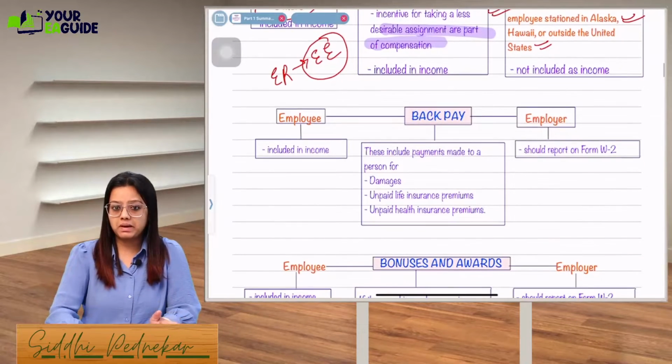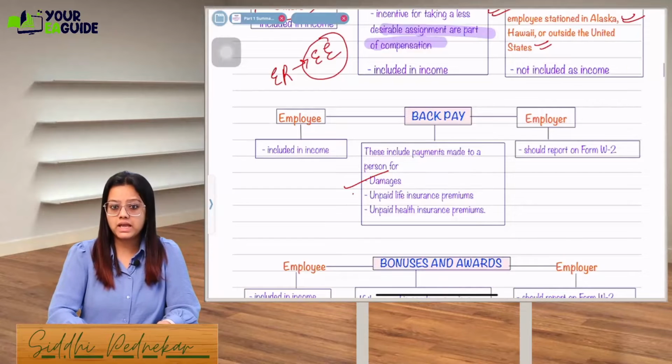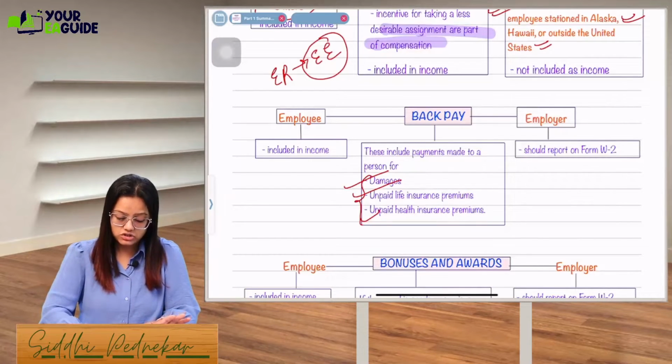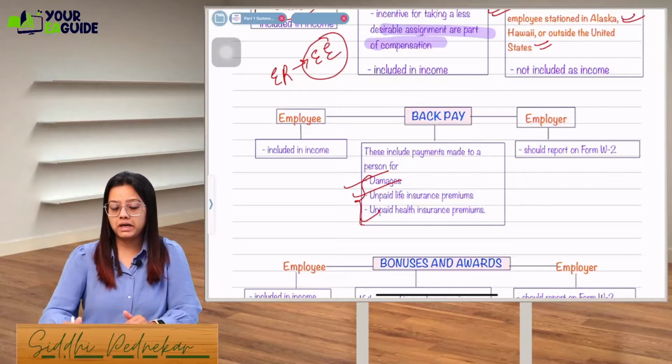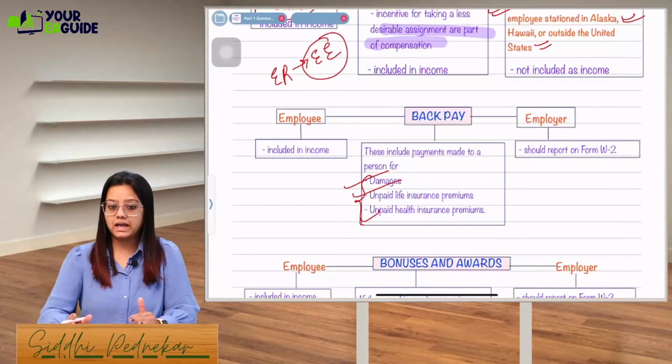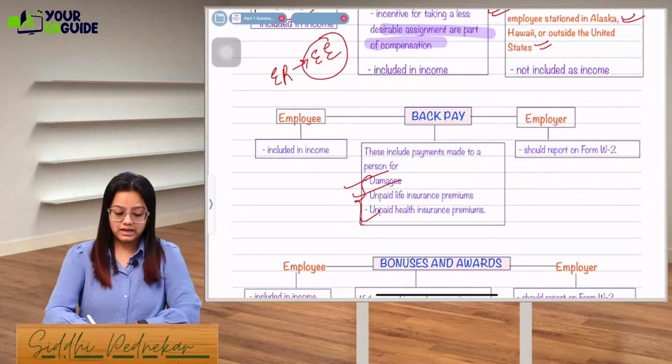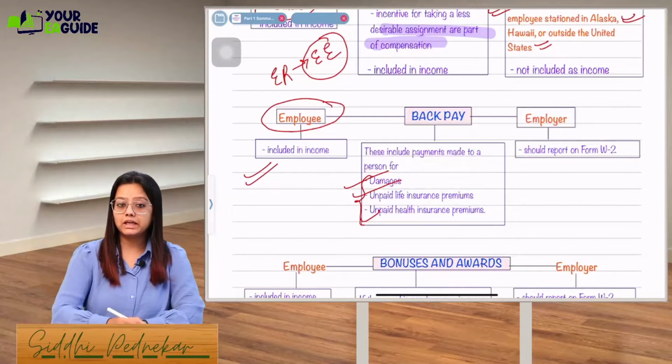This includes payment made to a person for any damages, any unpaid life insurance premium, any unpaid health insurance premium. So any such payment which has been paid by the employer to the employee, any damages or any unpaid amount from the previous income, right? If it is received by the employee, it will be included in the income.